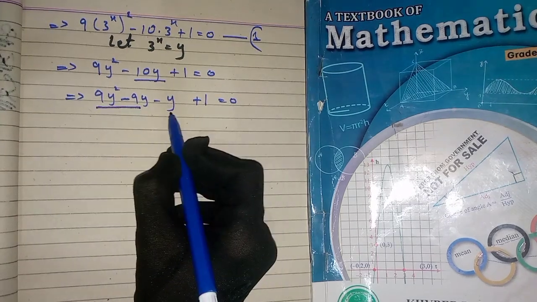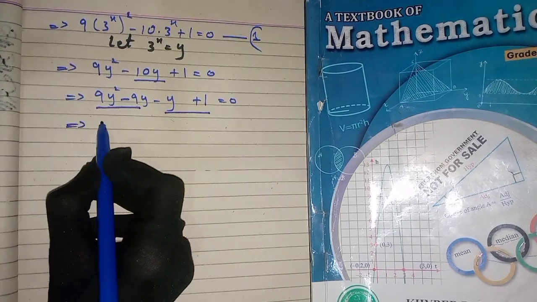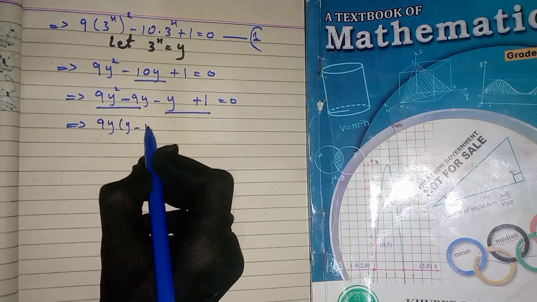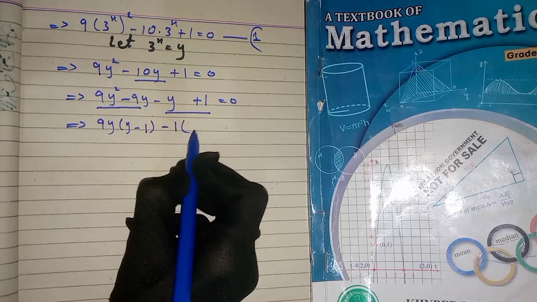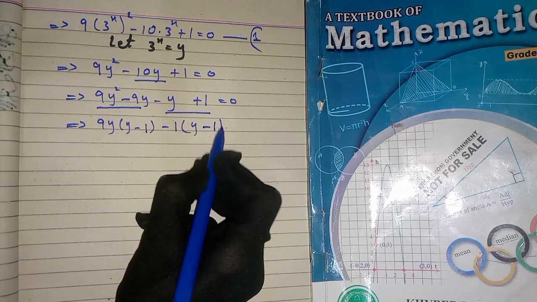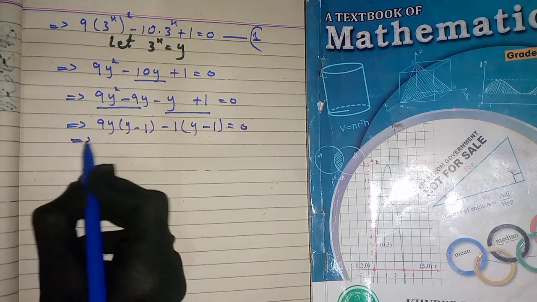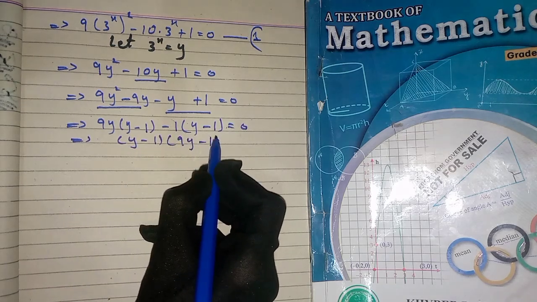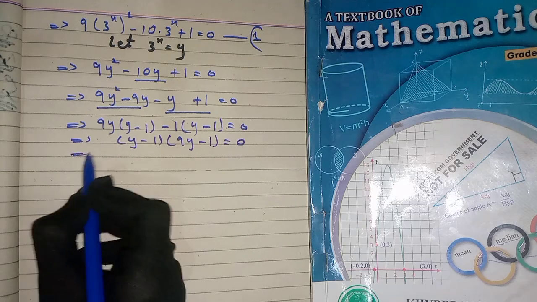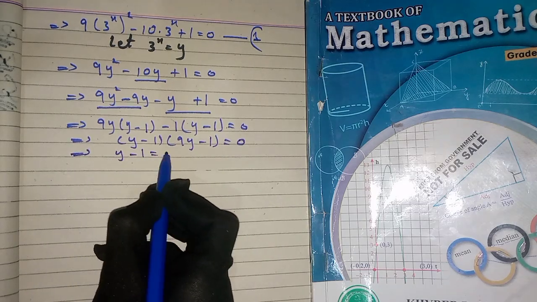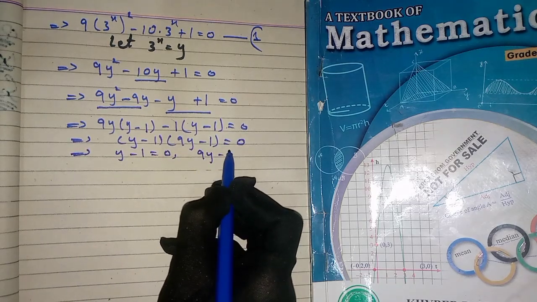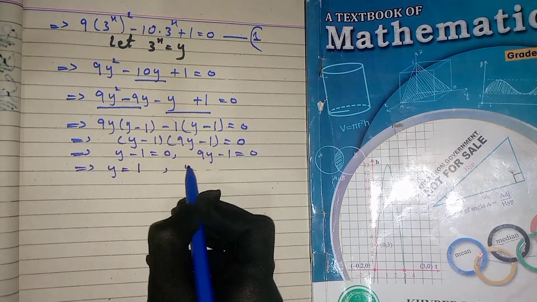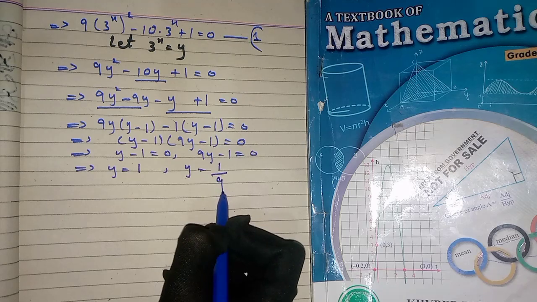Now we take common from two terms. Here 9y is common, y minus 1. Minus 1 is common, y minus 1. We can write as y minus 1 into 9y minus 1 equal to 0. This implies that y minus 1 equal to 0 and 9y minus 1 equal to 0. Y equal to 1 and y equal to 1 by 9.